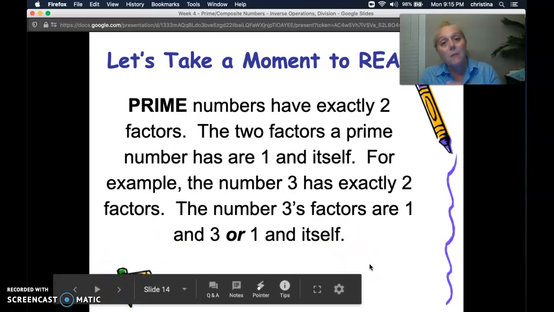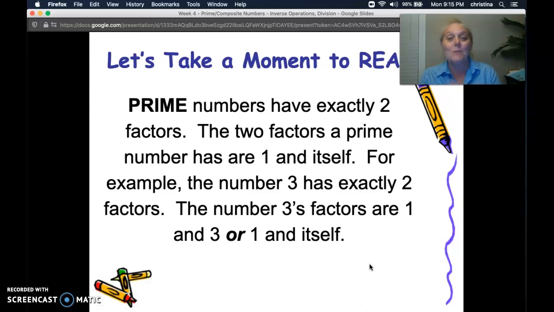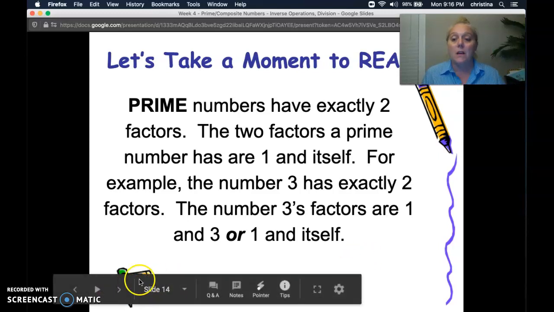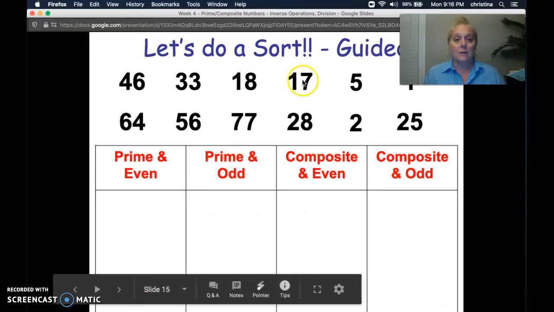So not only do we learn composite numbers, we also learn prime numbers. Prime numbers have exactly 2 factors. The 2 factors a prime number has are 1 and itself. So for example, the number 3 has exactly 2 factors. The number 3's factors are 1 and 3, or 1 and itself. Because you can only multiply 1 times 3 to get 3, that makes it a prime number. So exactly 2 factors.